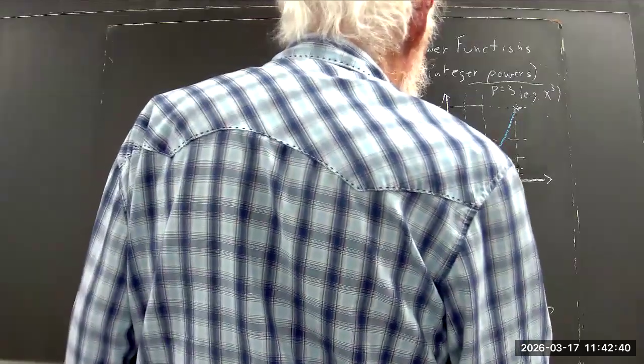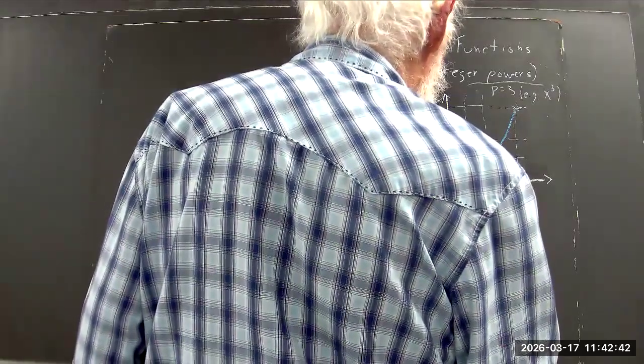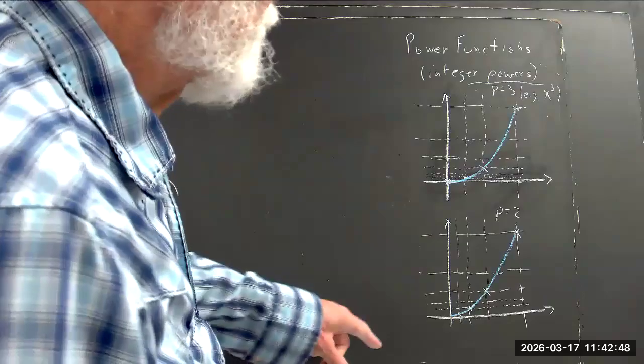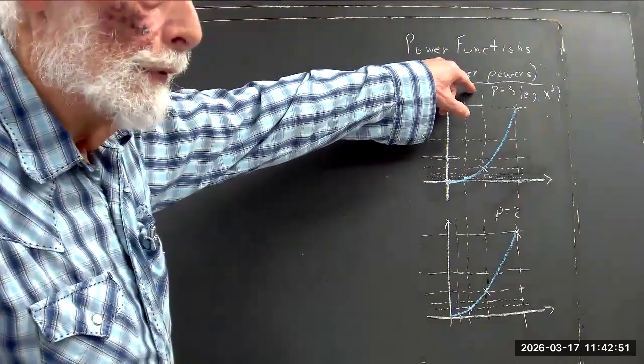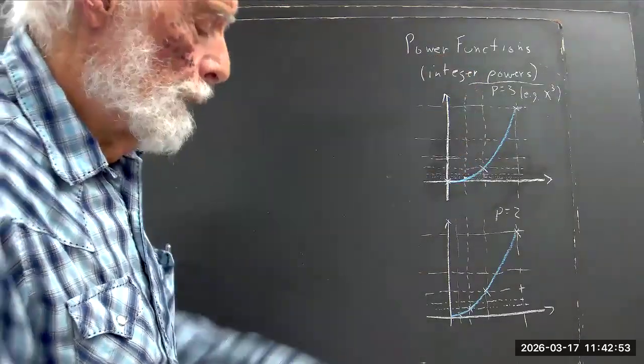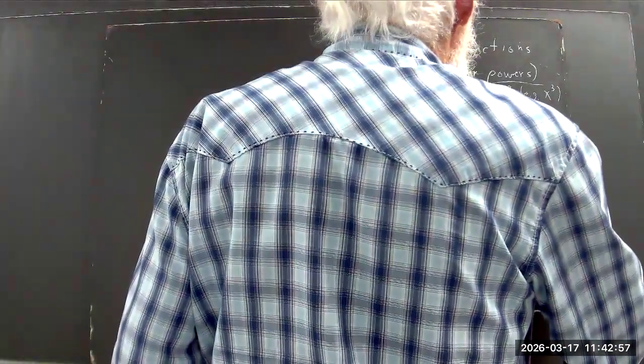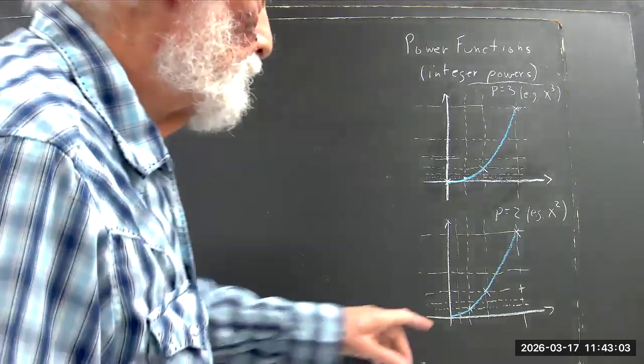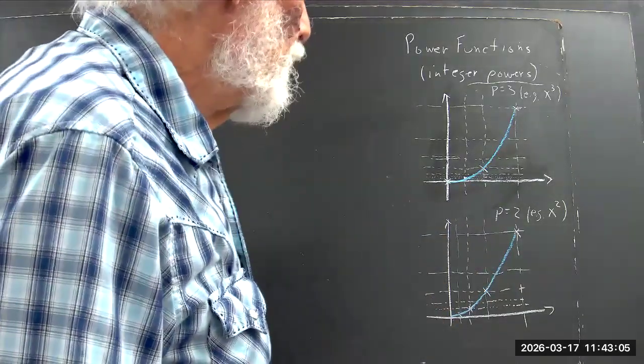And the curve I get would look quite similar to the curve I got for p equals 3. Okay, now the p equals 2 function could be x squared, or could be any positive multiple of x squared. There's the shape of the graph.